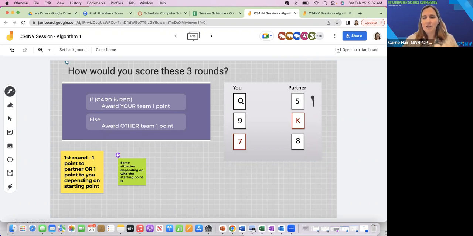I see a few people shaking their heads no. Can someone in the chat just say, why would I not be done with this set of cards, the Q and the 5?